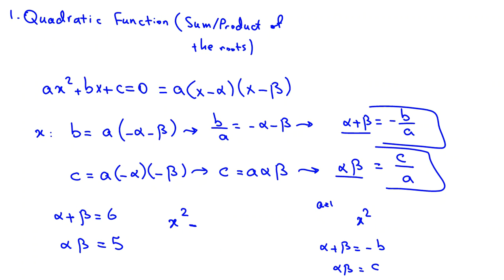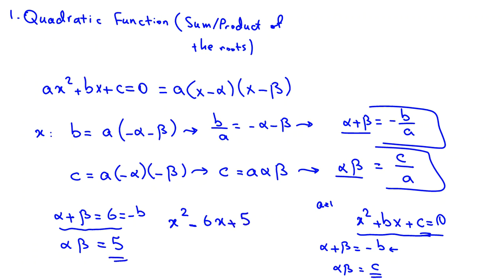If we want to write it, it is for the case that you have x squared plus bx plus c equal to 0. b is the negative of the sum of the roots. So if you want to apply that, alpha plus beta equals 6 equals negative b. So b here will be, if you apply this, negative 6x. And c is the product of roots. The product of roots here is 5, equal to 0.